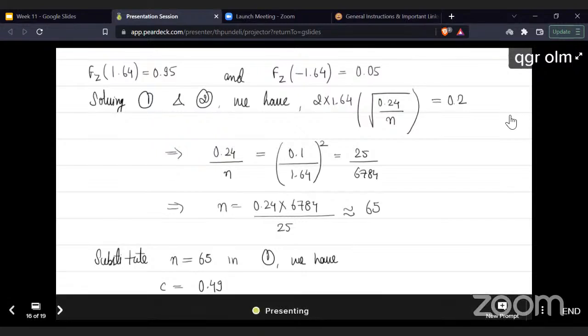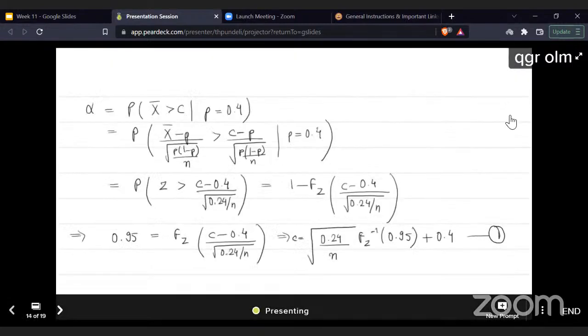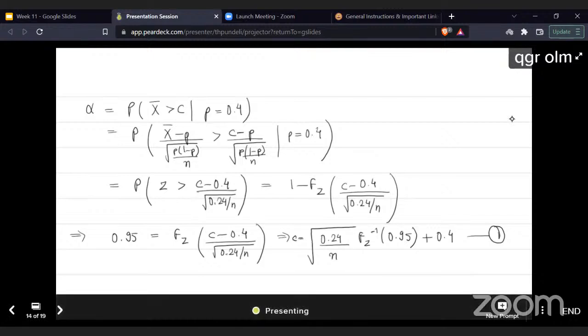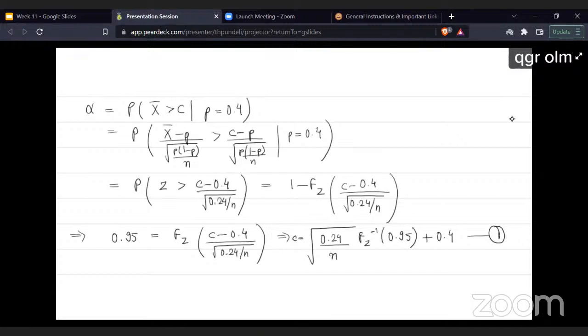Ma'am, only one doubt. In the previous question, when we approximated binomial to normal, we used the formula normal NP comma NP times 1 minus P, right? But I think here in the first slide we used normal P comma P into 1 minus P by N, right? So both are okay? Both are okay.